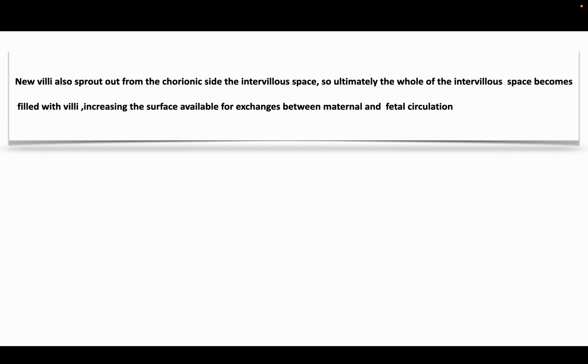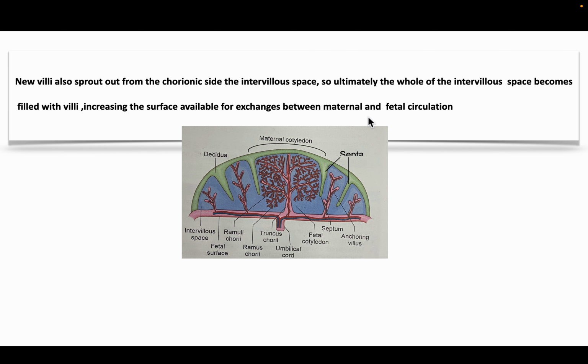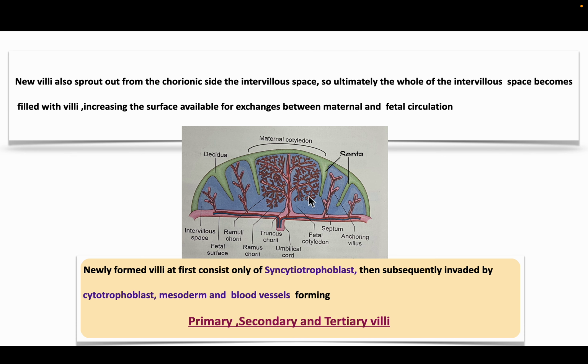New villi sprout out from the chorionic side of the intervillous space. So ultimately, the whole of the intervillous space becomes filled with villi, increasing the surface area available for exchange between maternal and fetal circulation. Newly formed villi at first consist of, as we have discussed, syncytiotrophoblast, then subsequently invaded by cytotrophoblast, then mesoderm, then blood vessels. So forming the primary, secondary, and tertiary villi respectively.